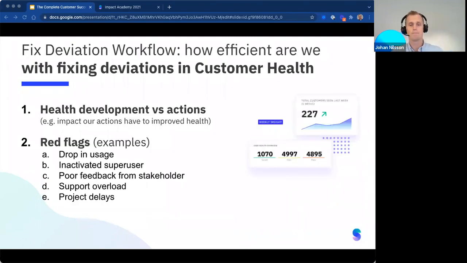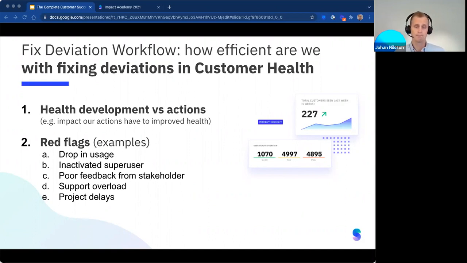Next one is how efficient we are in fixing things when they go south. When everything hits the fan, when we have a problem. I think everybody who's been in customer success a while knows that we spend a lot of time here. So how can we measure this, and how can we really have a good reporting structure around this?